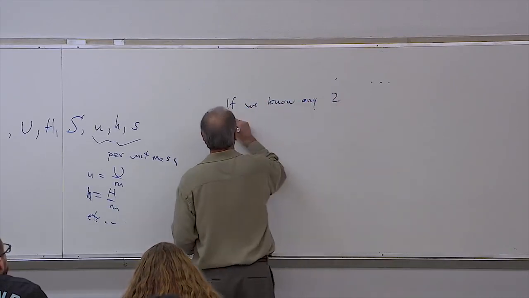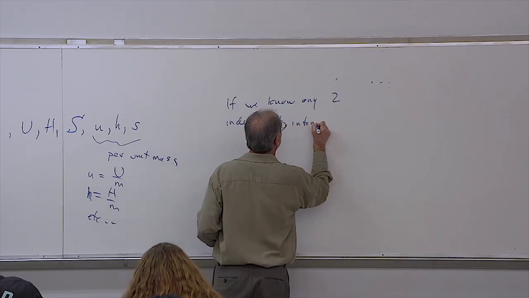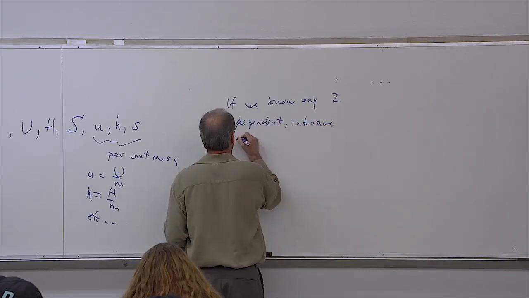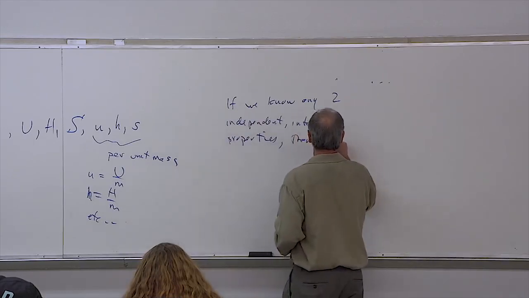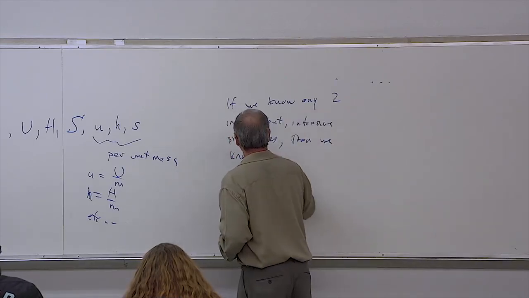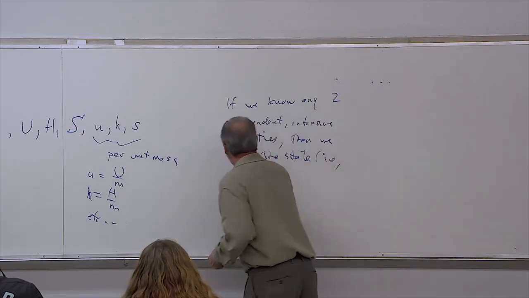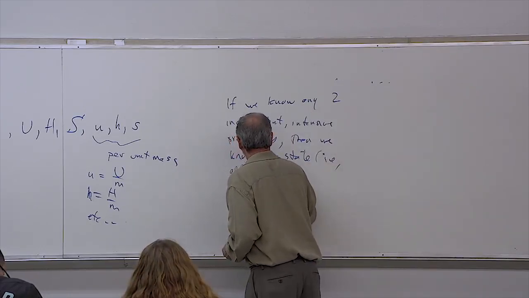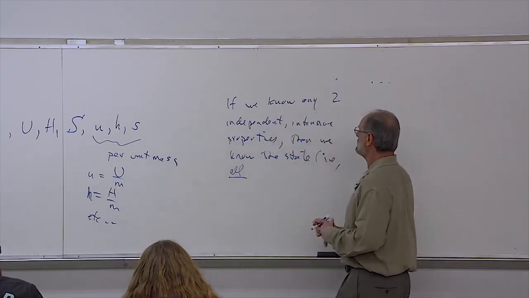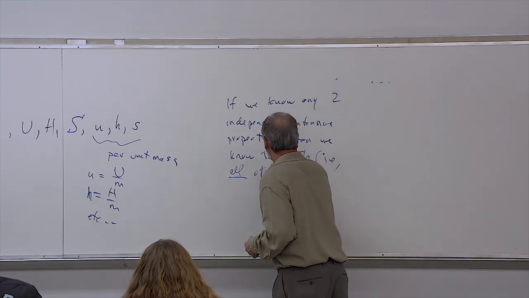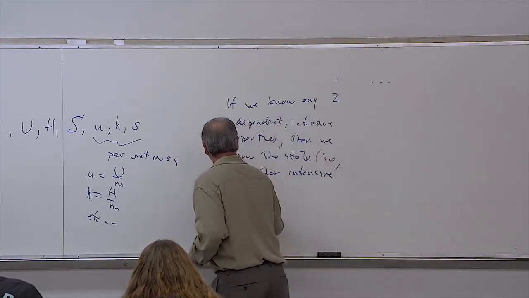So if we know any two independent intensive properties, then we know the state. In other words, we know all properties. Or maybe I should say that we know the state, therefore all other intensive properties.